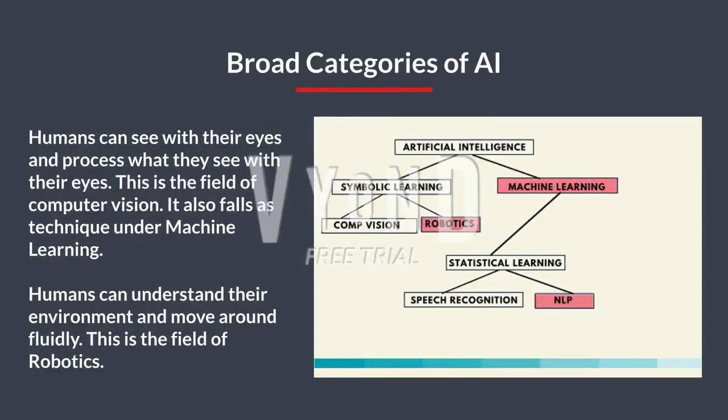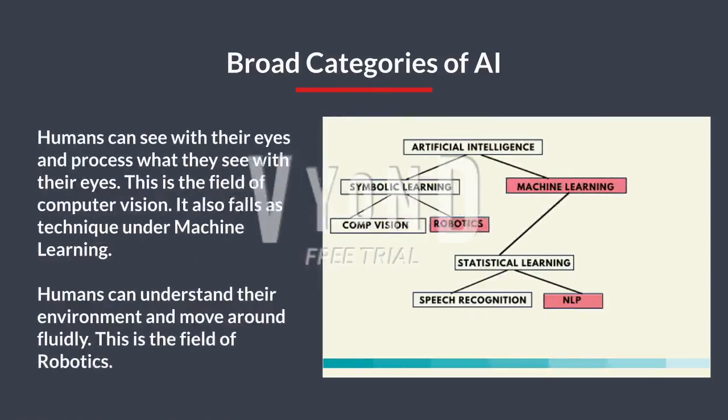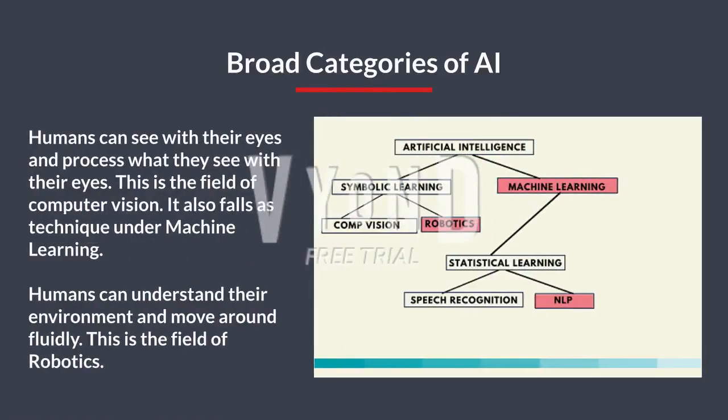As we talked about, when a system searches from the information fed into it, it is called symbolic learning. Under symbolic learning, we have two branches: computer vision and robotics. Humans can see with their eyes and process what they see. This is the field of computer vision. Computer vision falls under the symbolic way for computers to process information. Interestingly, it also falls as a technique under machine learning. Humans can understand their environment and move around fluidly. This is the field of robotics.